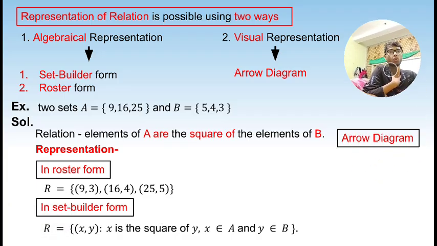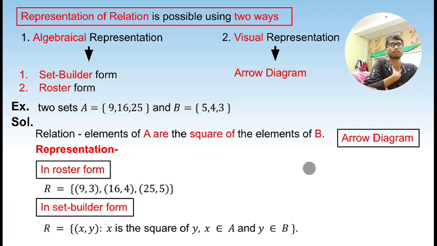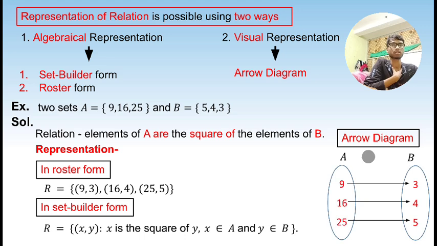What is the arrow diagram? Just like that, we say the relation of a set is like that. With the diagram we are saying that this is related to this, this is related to this, and this is related to this. That is what we are saying using this arrow diagram.